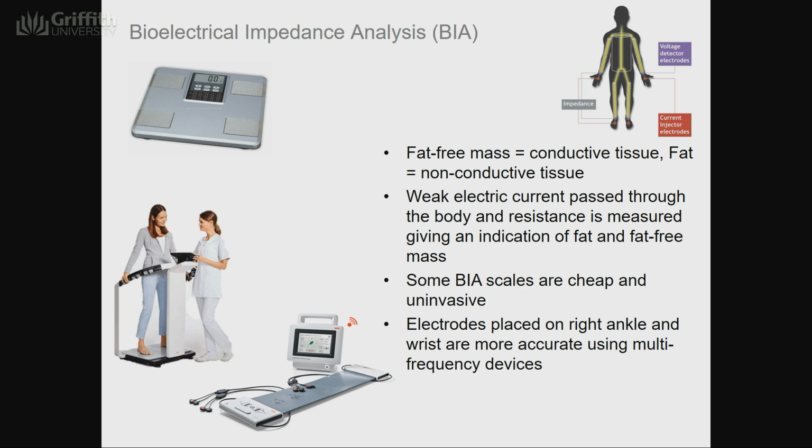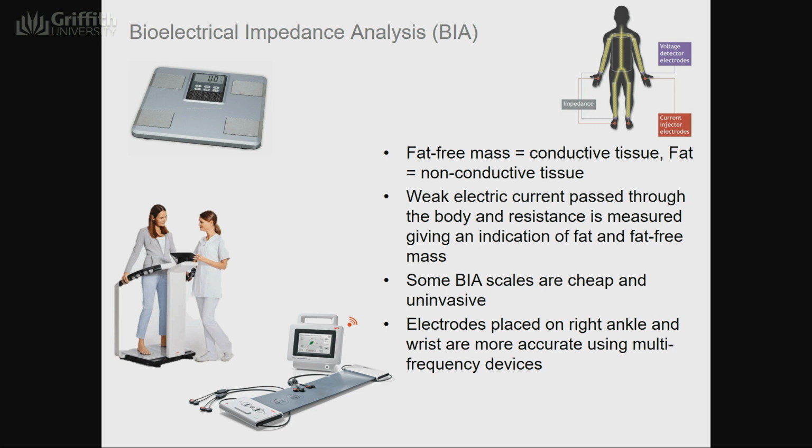We have a range of different impedance devices. So we've got the cheap foot-to-foot ones, we have some hand-to-foot ones, and the device at the bottom is the device that I'll bring to the tutorial. It's a hand-to-foot device as well, but can be used in hospitalised patients. It uses a multi-frequency BIA, whereas the foot-to-foot cheap versions usually just use one frequency.